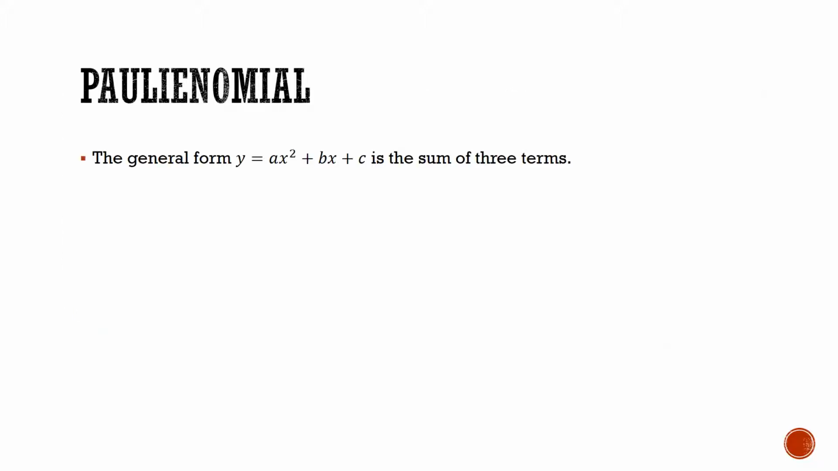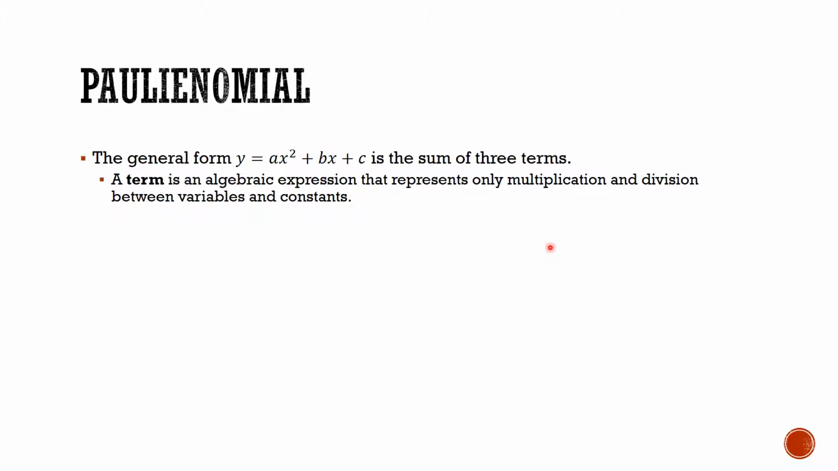All right, so the general form looks like this. It's ax squared plus bx plus c, and that's the sum of three terms. A term means that there's only multiplication or division. So this is a term because it's a times x squared. This is a term because it's b times x, and c is just by itself. You can have just a constant.